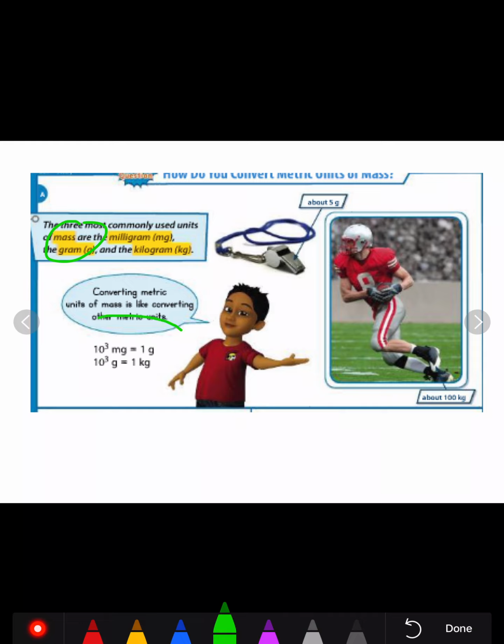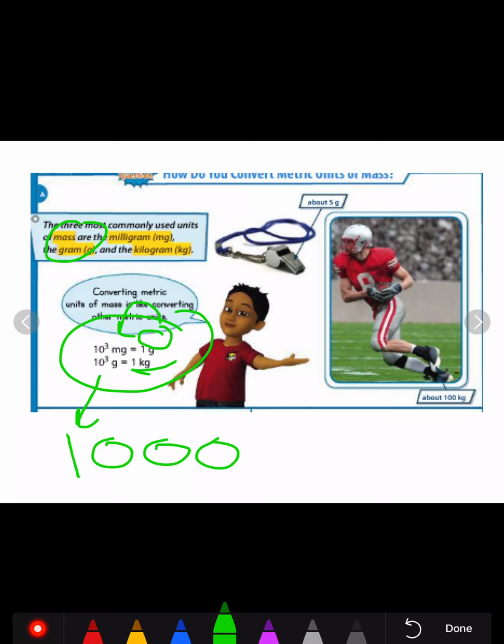What I need to know first of all here is that 1 gram equals 1000 milligrams, because milli is part of 1000. And 1 kilogram, kilo means 1000, so 1 kilogram equals 10 power 3 or 1000 grams. We can say 1000 grams equals 1 kilogram, and 1000 milligrams equals 1 gram.